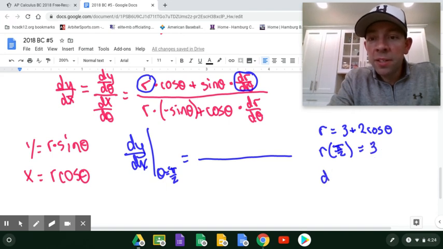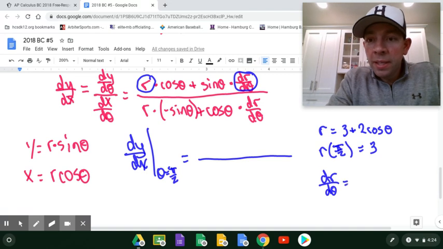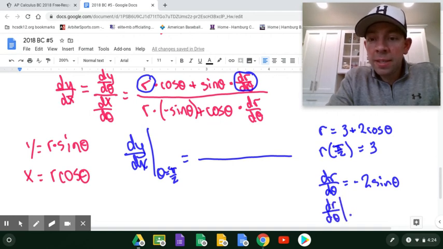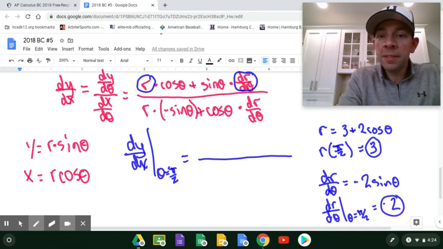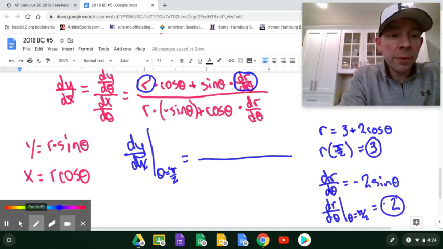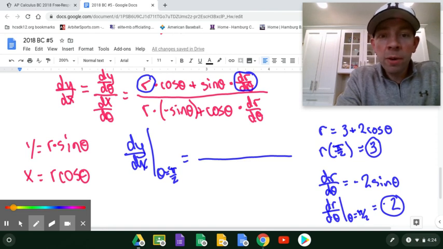Now, in this case, the derivative of r with respect to theta is going to be negative 2 sine of theta. And evaluating that function at theta equals pi over 2 is going to make negative 2. So I'm going to substitute the 3 for all the r's, the negative 2 for my dr d thetas. And let's see what this is going to look like here. So r was a 3.